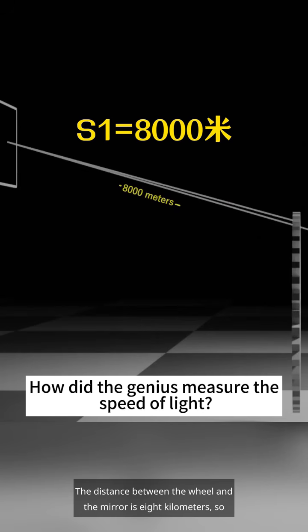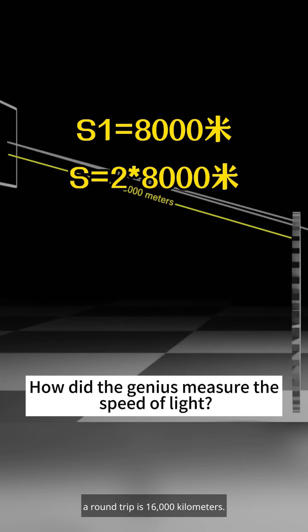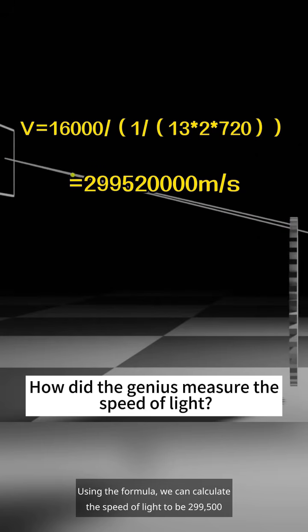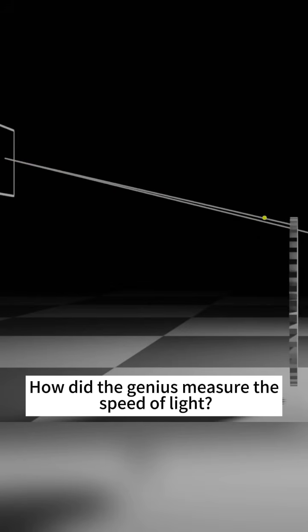The distance between the wheel and the mirror is 8 kilometers, so a round trip is 16 kilometers. Using the formula, we can calculate the speed of light to be 299,500 kilometers per second. Currently, we know the actual speed of light is 299,700 kilometers per second. It's really very close. Alright. Have you learned this experiment now?